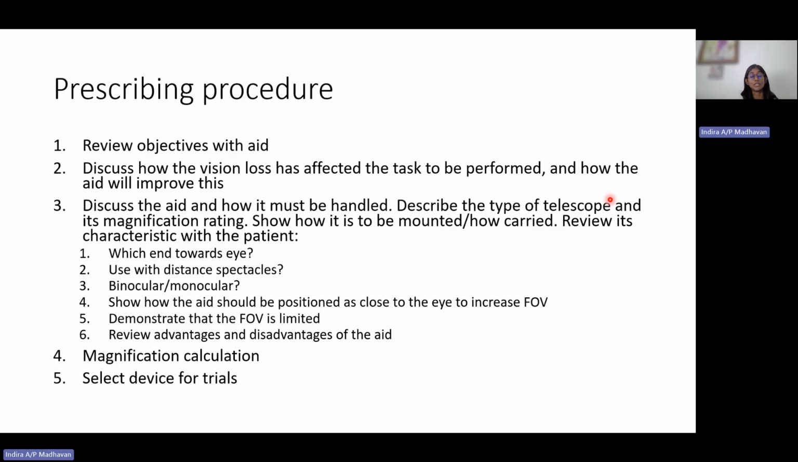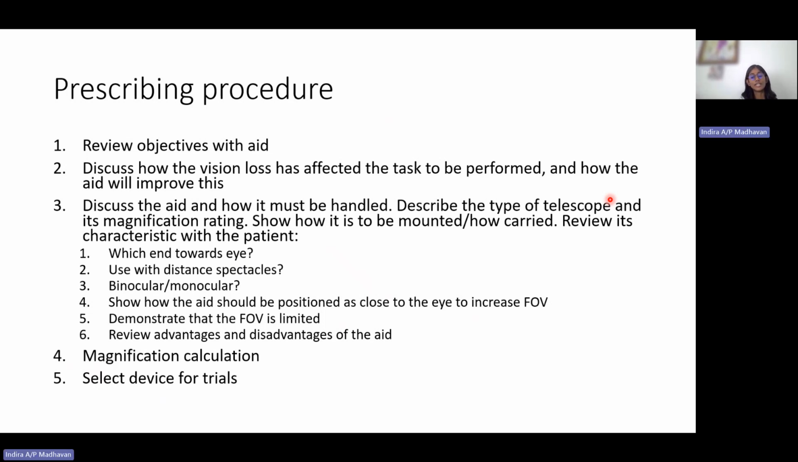So explain to the patient and also show the patient. If they put the telescope slightly away, like 10 centimeters away from the lenses, the field of view is limited. And if they bring it closer to the spectacles or eyes, the field of view is bigger. So explain to them that this is the characteristic of a telescope.